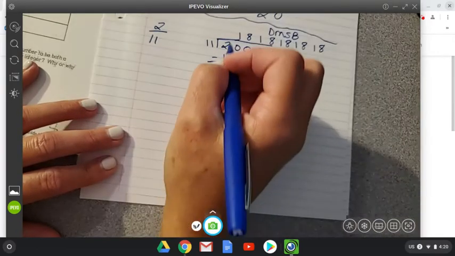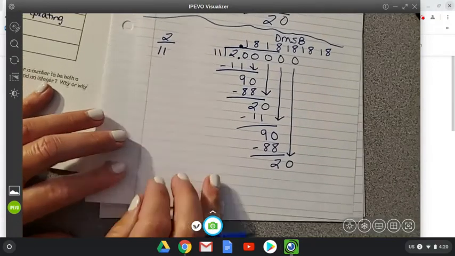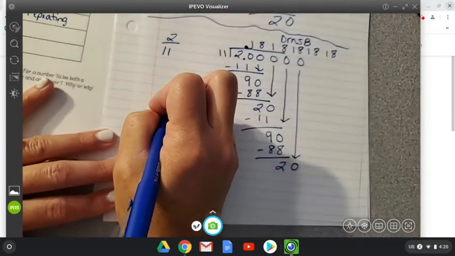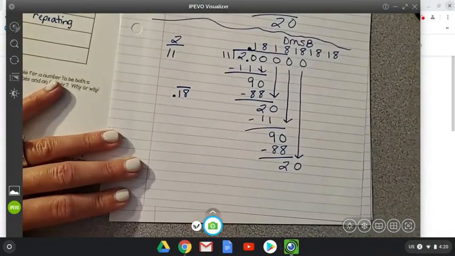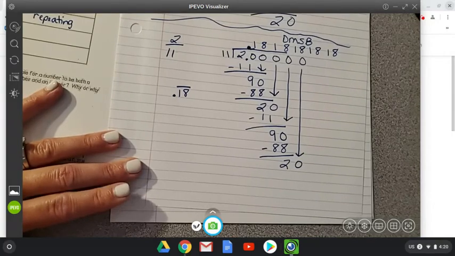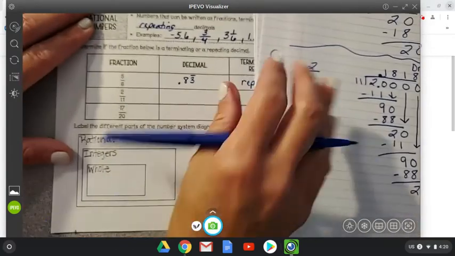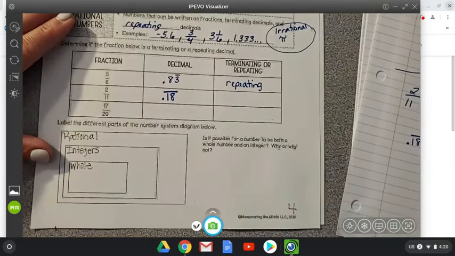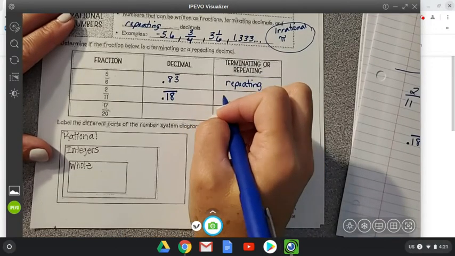And I forgot, we have to make sure we always, first things first, bring that decimal up. I'm sorry about that. Always bring the decimal up. So we would write this decimal as 0.18, but in this case, the 1 and the 8 both repeat. So you're going to put that line, and it's going to cover the 1 and the 8 when you write this decimal. So I'm going to come back over here and write this as 0.18, and I'm going to put that right there. And this is repeating.